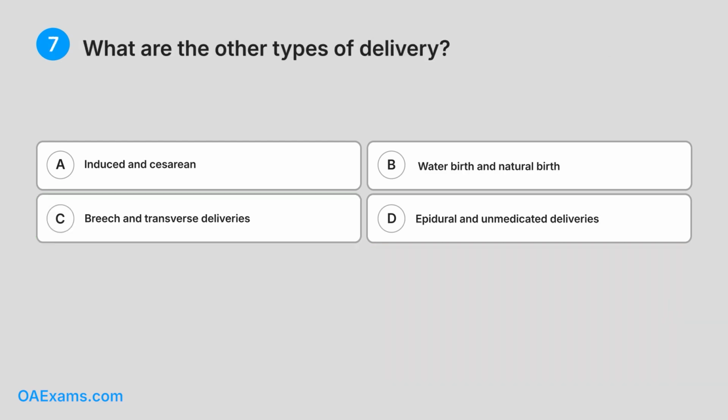7. What are the other types of delivery? A. Induced and cesarean. B. Water birth and natural birth. C. Breech and transverse deliveries. D. Epidural and unmedicated deliveries. Do you know the answer?